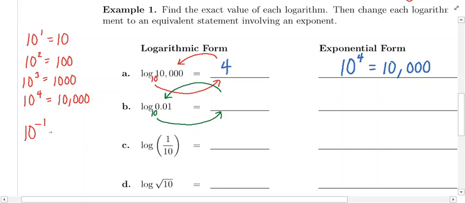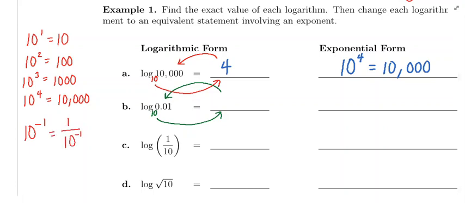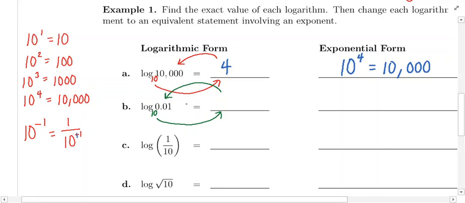10 to the negative 1 power, that's going to be 1 over 10 to the first power. Remember how we learned how to get rid of a negative exponent. This is going to be 1/10, and 1/10 is 0.1. So we're getting there. It's going to be a negative answer.